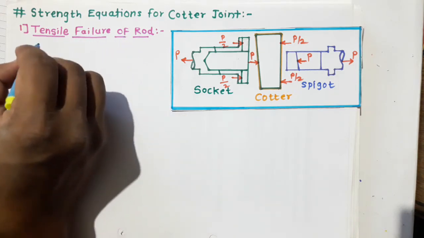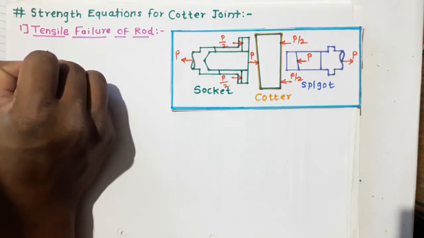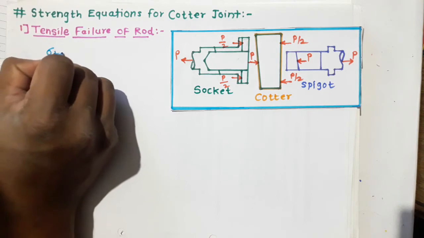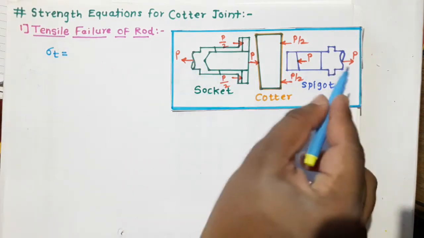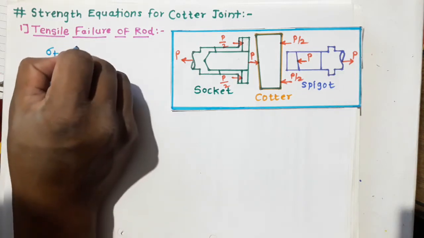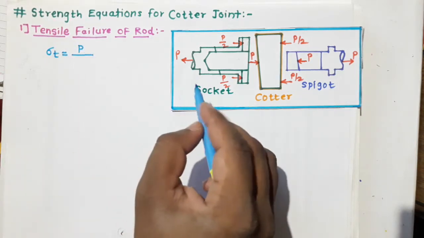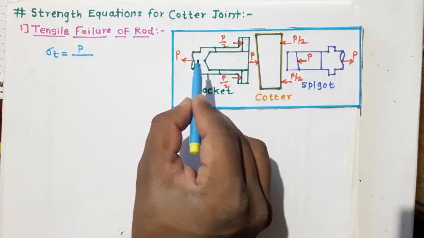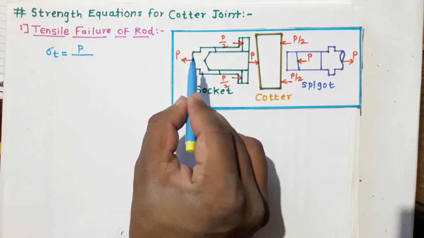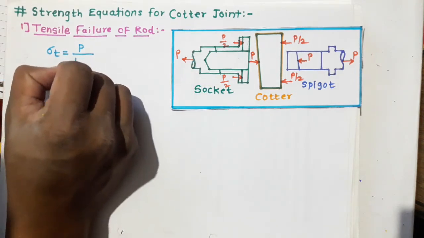And we can write this equation. The tensile stress is denoted by sigma T, which is equal to force upon area. Now the force applied on both the rods is P, so force is P upon area. Now in order to write the cross-sectional area of these rods, we have to consider its diameter. So this rod has a circular cross-section and its diameter is small d. So area will be pi by 4 d square.